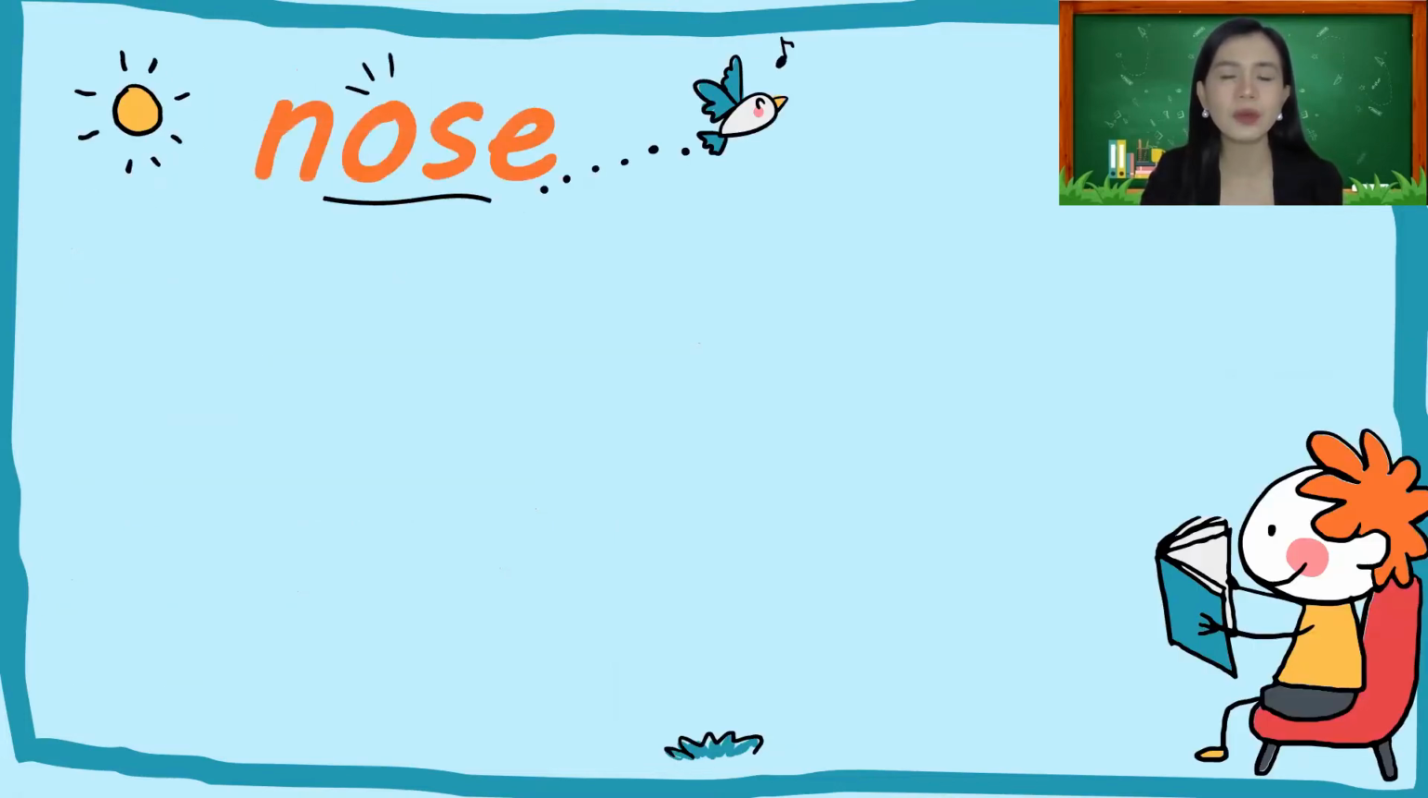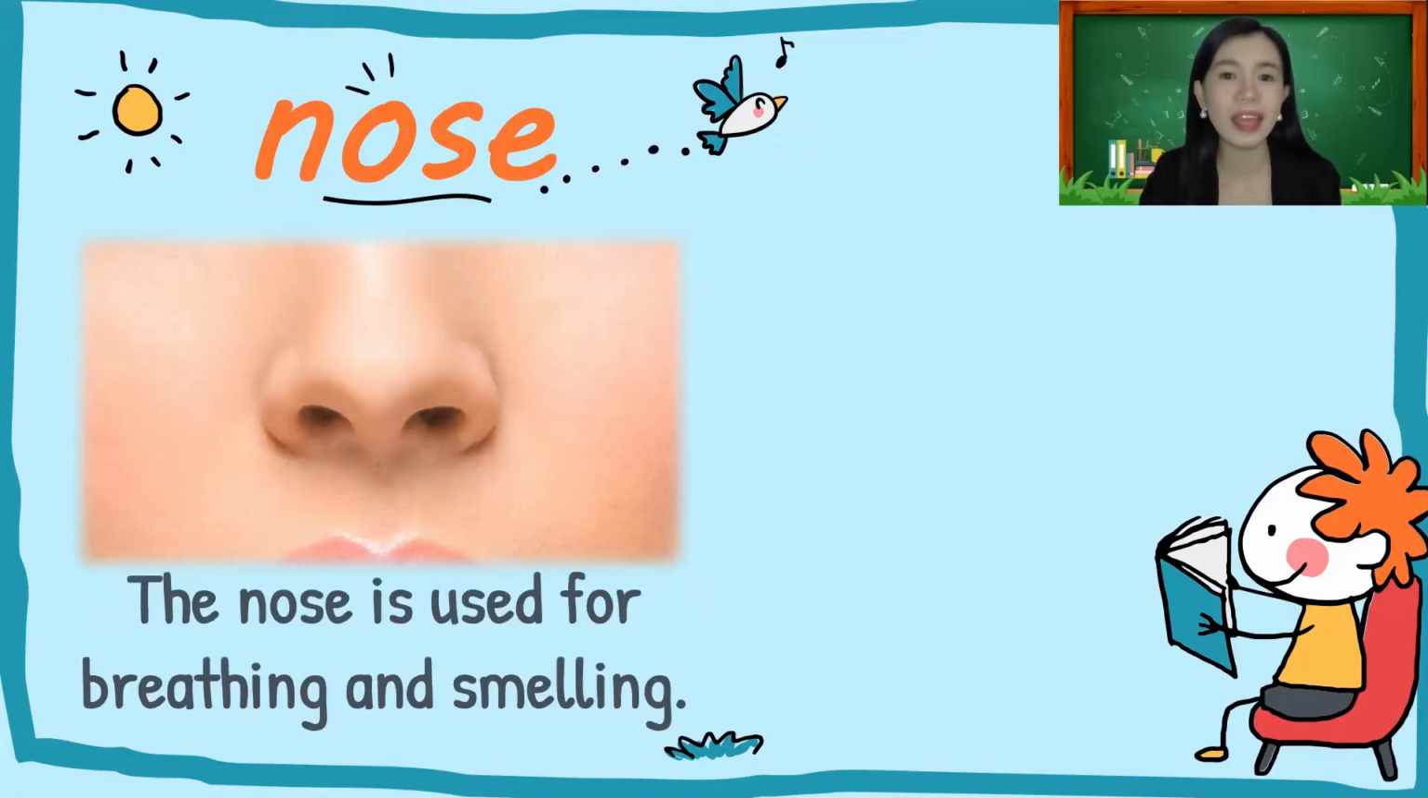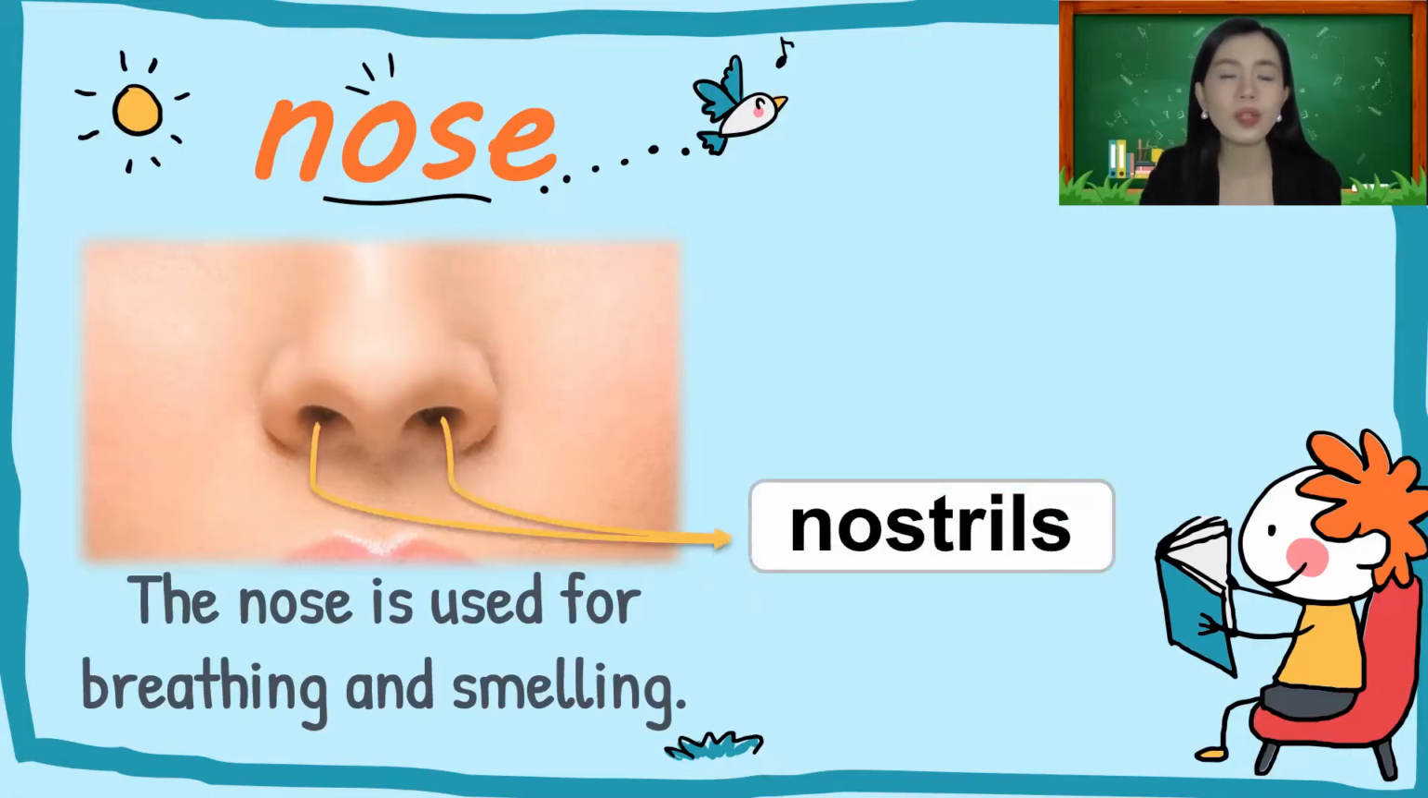Now let's move on to nose. Can you point your nose? Where is your nose? Is it this one? No. Is it this one? No. Is it this one? Yes, it's the nose. Now, the nose is used for breathing and smelling. Inhale, exhale. It has two holes which are called nostrils. The two holes of our nose are called nostrils. Can you say that again? Nostrils.